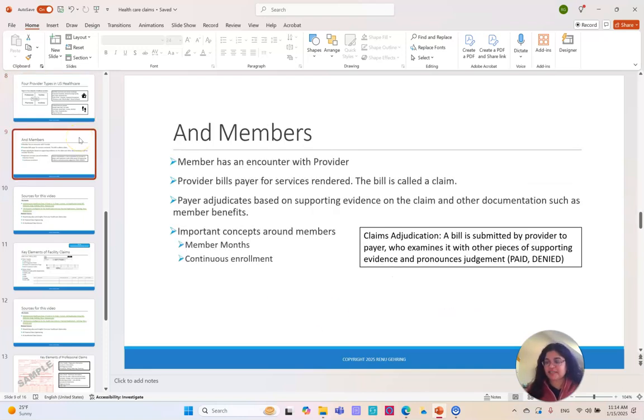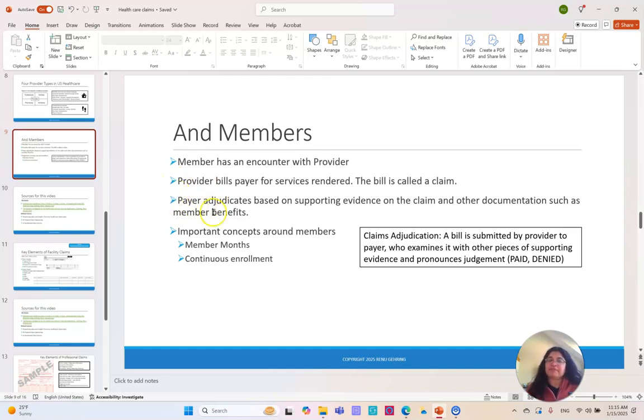And lastly, the members, without whom there would be no healthcare claims process. So a member has an encounter with a provider at a place of service, or a member has an encounter with a facility, either inpatient or outpatient, and that generates a bill or a series of bills. And those bills, because they're not final, are called claims. See, if you go to Target, yes, you can dispute your invoice, but it's called an invoice. It's a bill, it's a final bill. But this is a claim because it hasn't been adjudicated on.